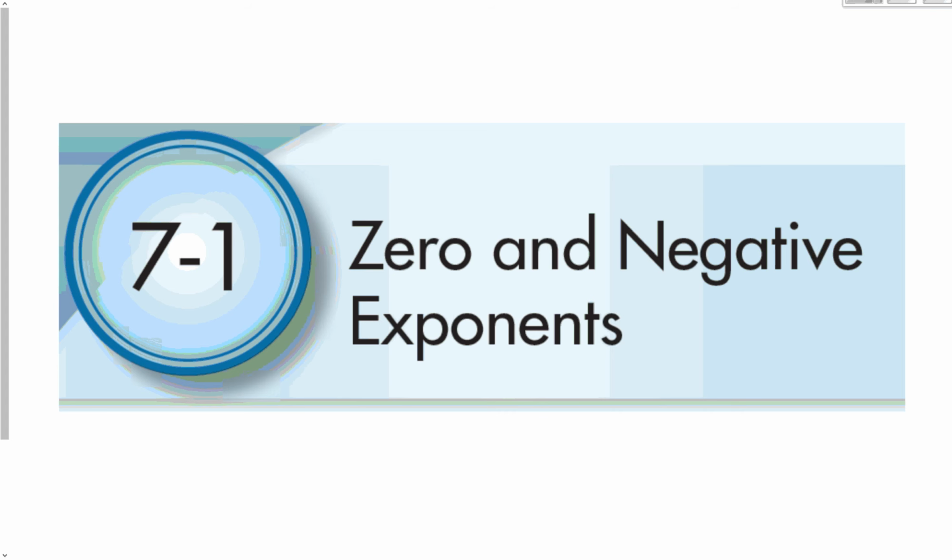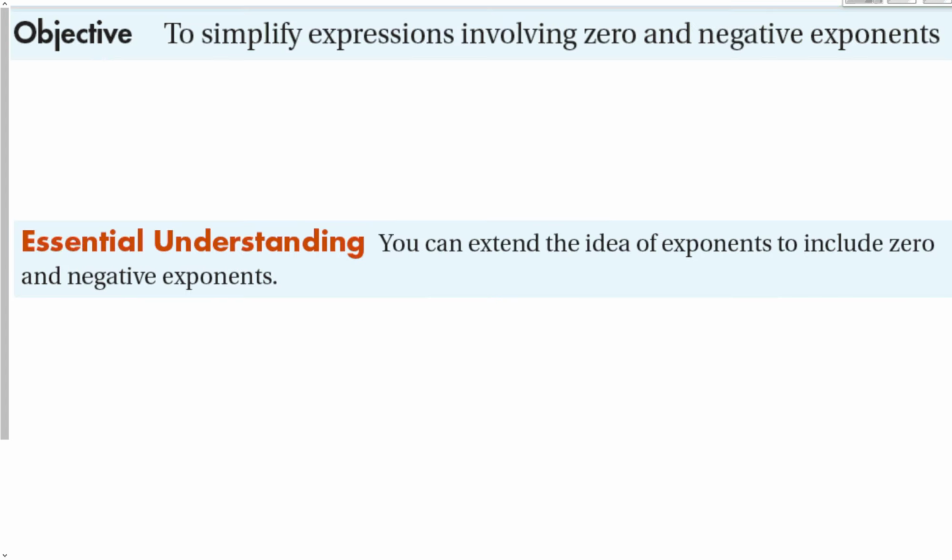7-1, 0 and negative exponents. So our objective for this section is to simplify expressions involving 0 and negative exponents. Our essential understanding is that we can extend the idea of exponents to include 0 and negative exponents.